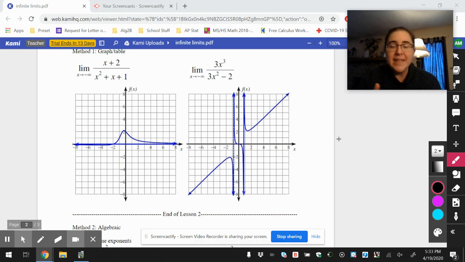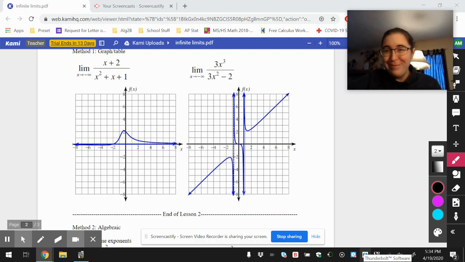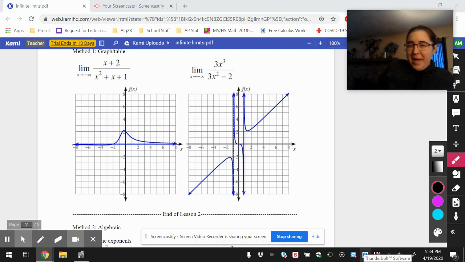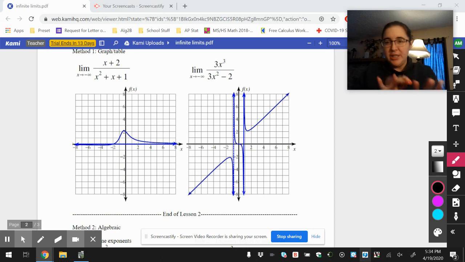So we see these two graphs. Now I've given you these graphs. You'll notice on your homework that sometimes the graphs are given to you, sometimes they're not. So let's take a look at these two. If I was given this as a problem, like let's just say that I gave you x plus 2 over x squared plus x plus 1, okay? And we didn't have the graph with it, okay? It was just the equation.